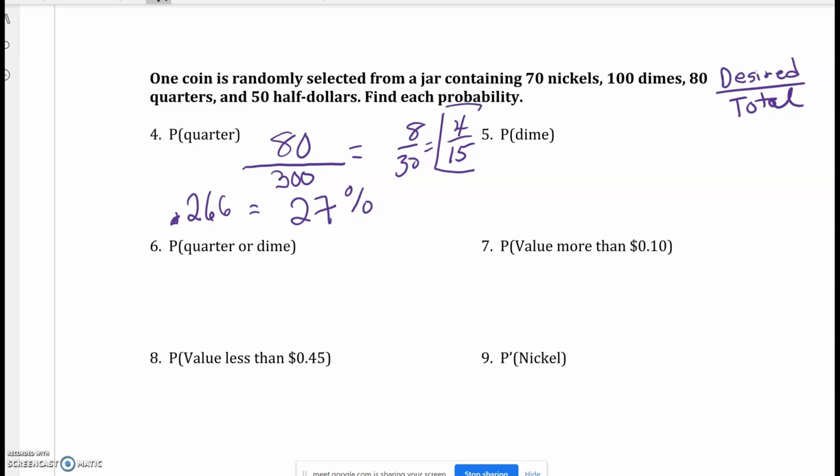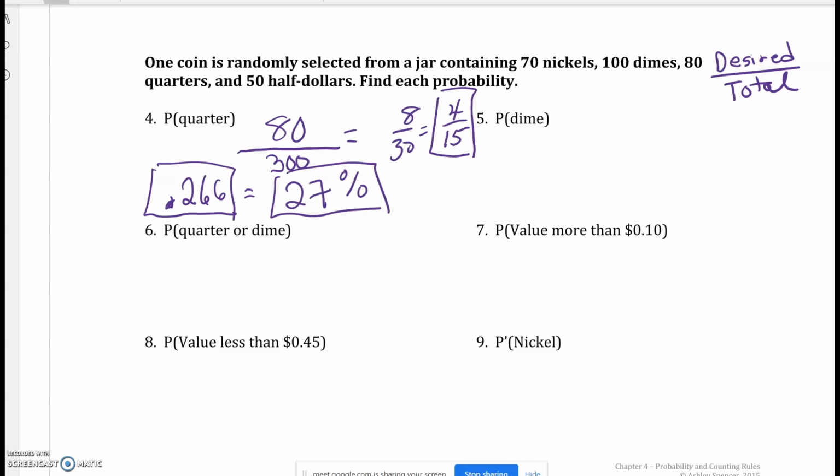So you can have probability as a fraction, you can have it as a decimal, and you can have it as a percentage. All right, tell me, did that make sense? Chime in here, guys.